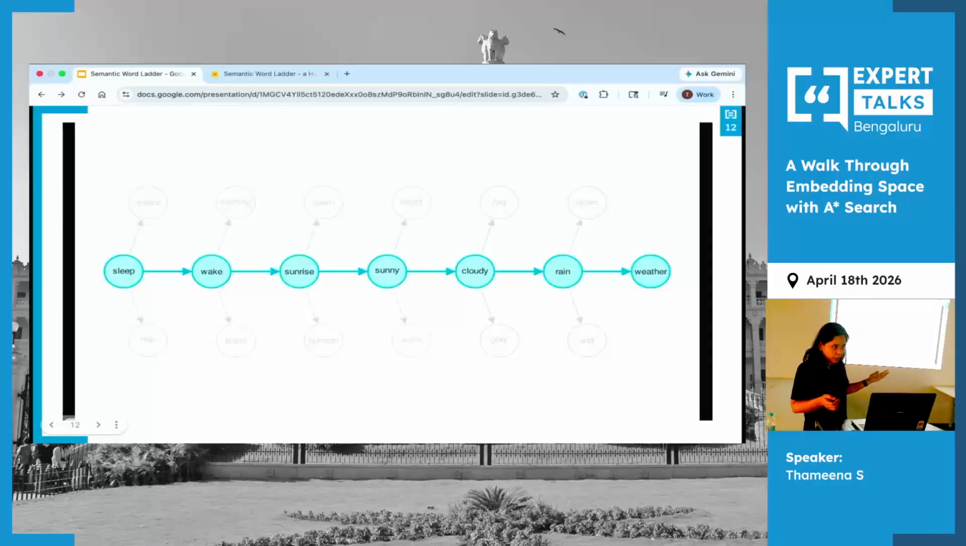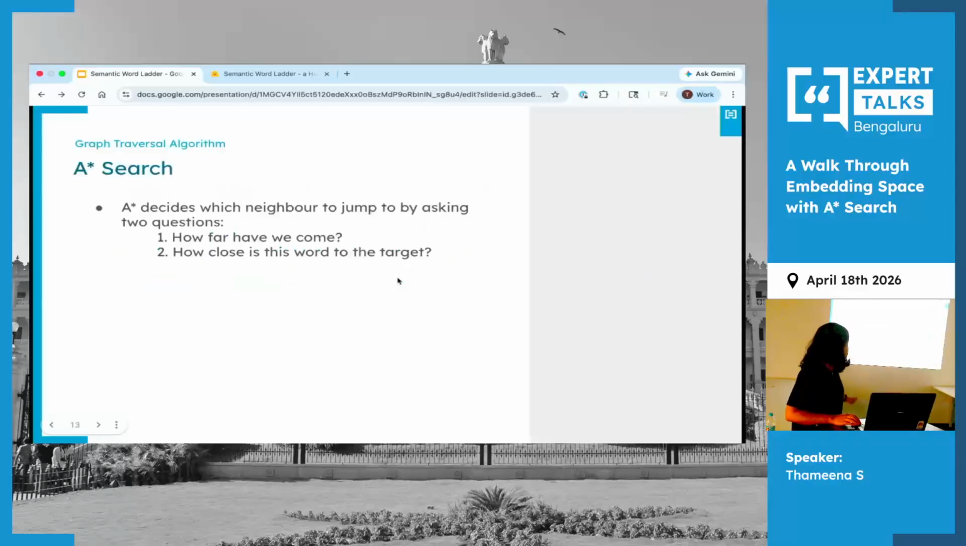You could try a BFS approach, but you might also just end up going down a path that is not getting closer to your target word, right? So not all algorithms work in this case, but one algorithm that works here is called A-star search. So this is just another graph traversal algorithm, but it works very well in our use case.